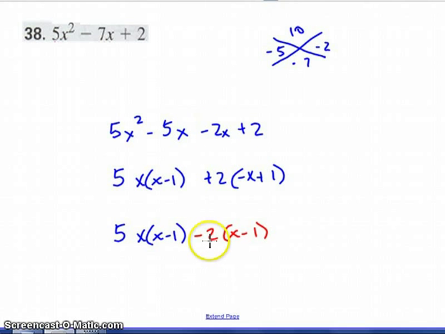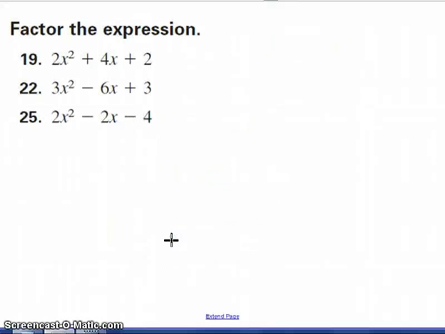Once I do that, now I've got x minus 1 for this binomial and x minus 1 for that binomial, and that's what I'd wanted. My answer becomes 5x minus 2 times x minus 1. So with those three examples available to you, go ahead, hit the pause button, and when you come back, I'm going to show you the answers, but only the answers, to these three expressions that I want you to factor.